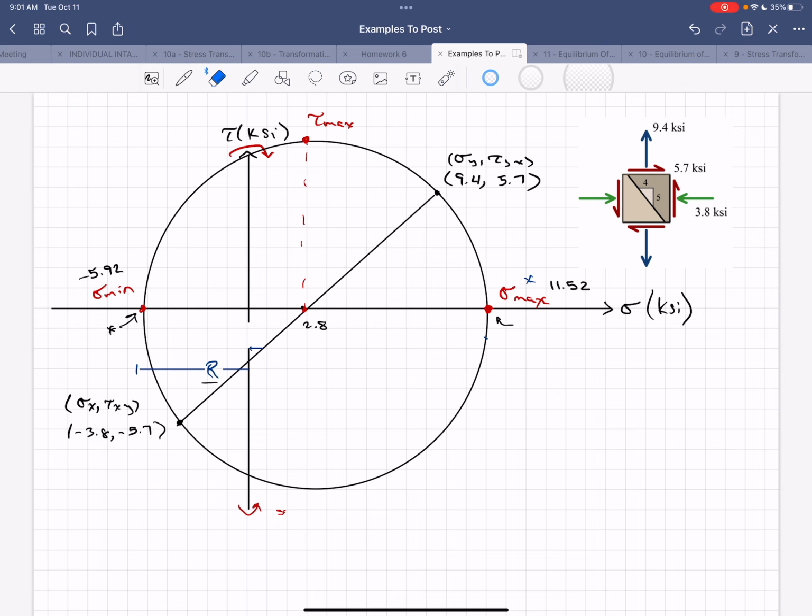Oops. I can't get rid of everything, but we'll make it a little neater. Okay, so here's our original diagram. Now we want to find out what happens when we rotate this X face. We're going to rotate the X face to that angle, so we need to find out what this angle theta is.